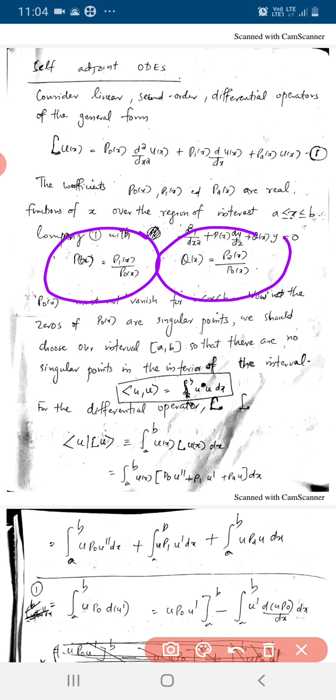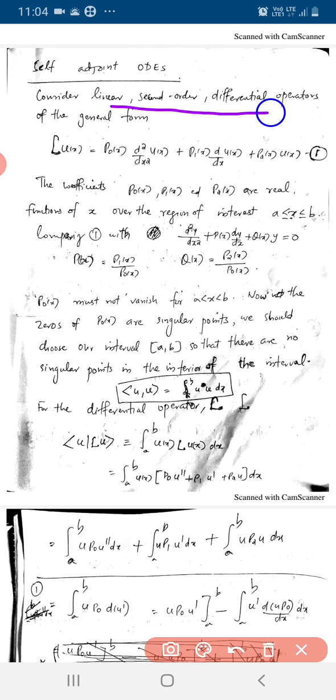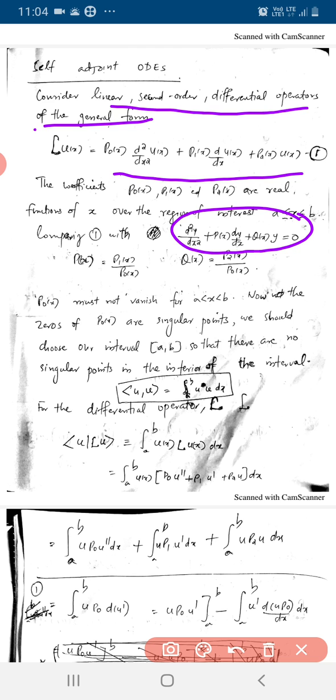Okay. So anyway, we are going to consider a linear second order differential operator of this general form. L is a differential operator that operates on u. What I want to tell you is that this is of the form that we already studied. If we make such changes, if p(x) is p1(x) by p0(x), q(x) is p2(x) by p0(x), we will be getting the same equation that we studied.